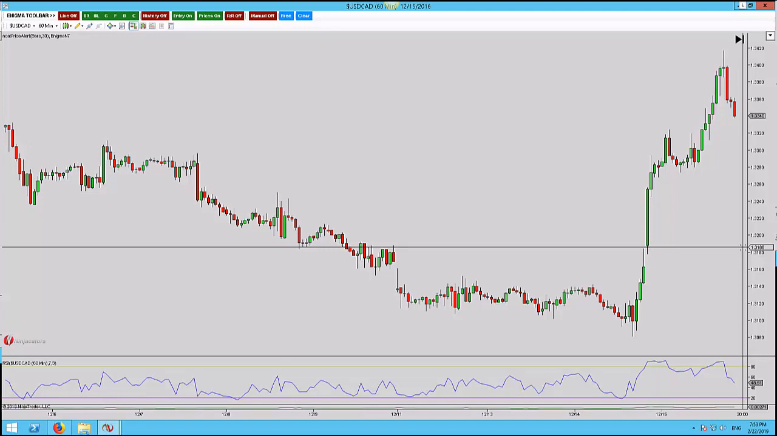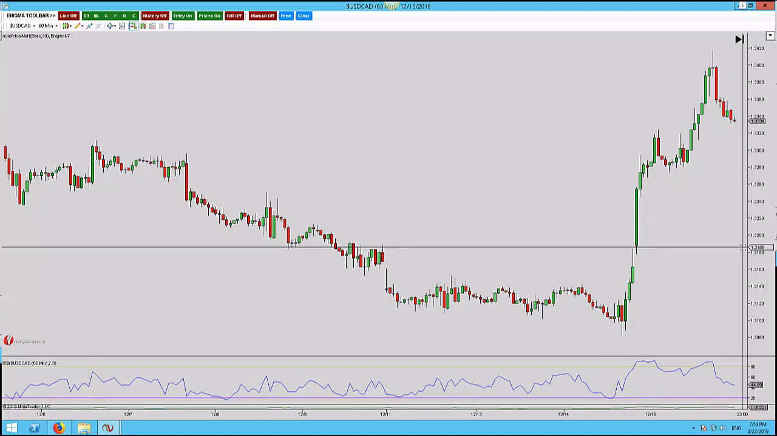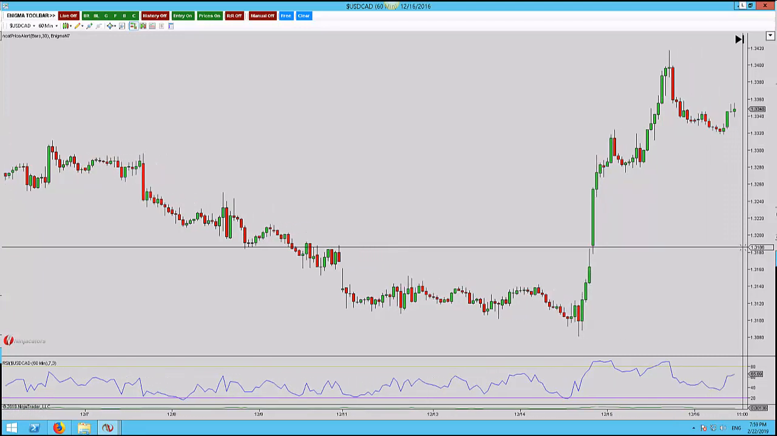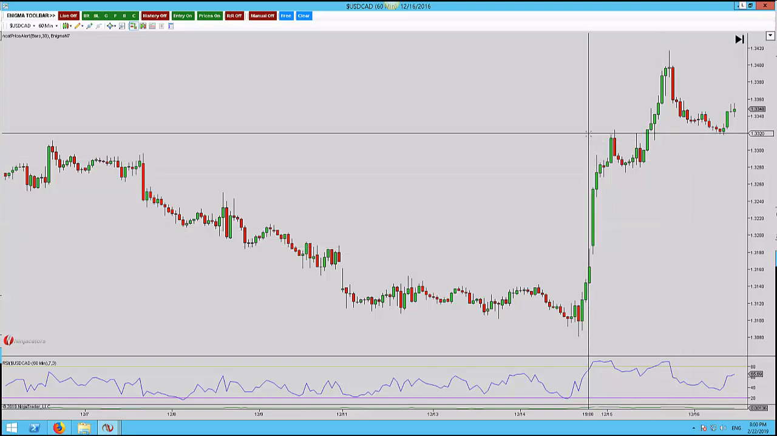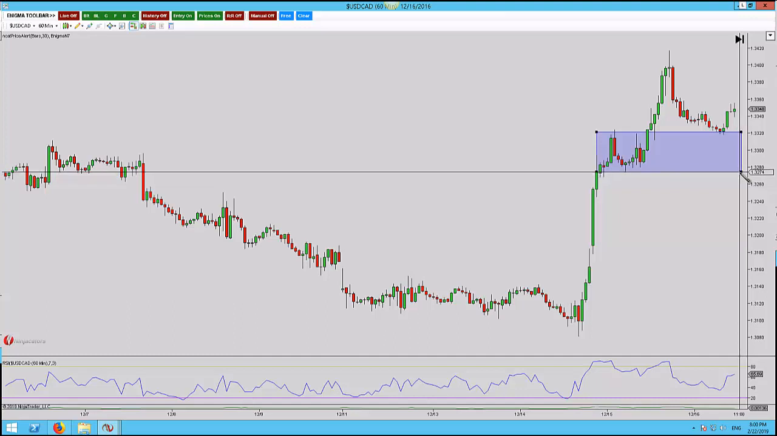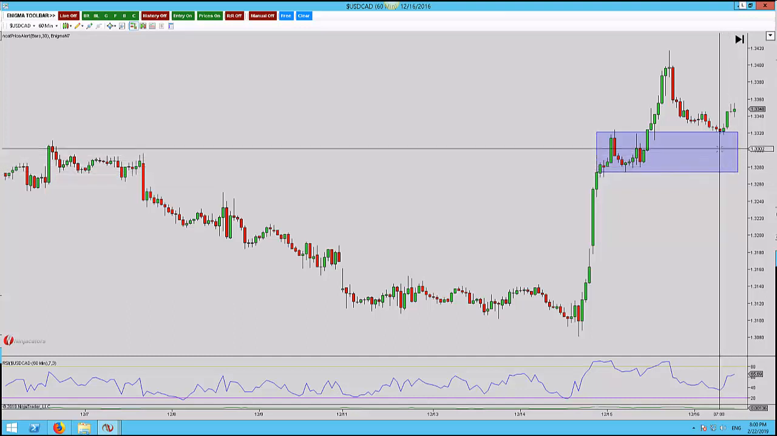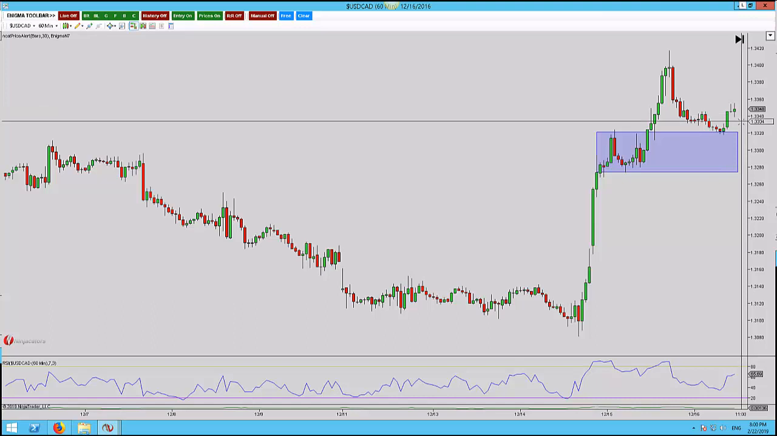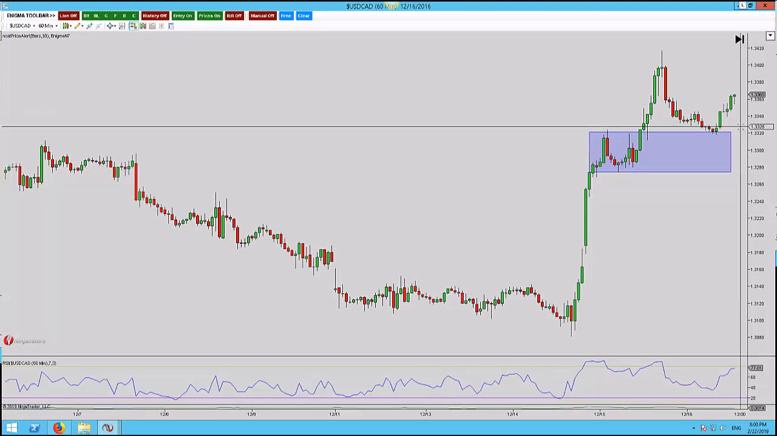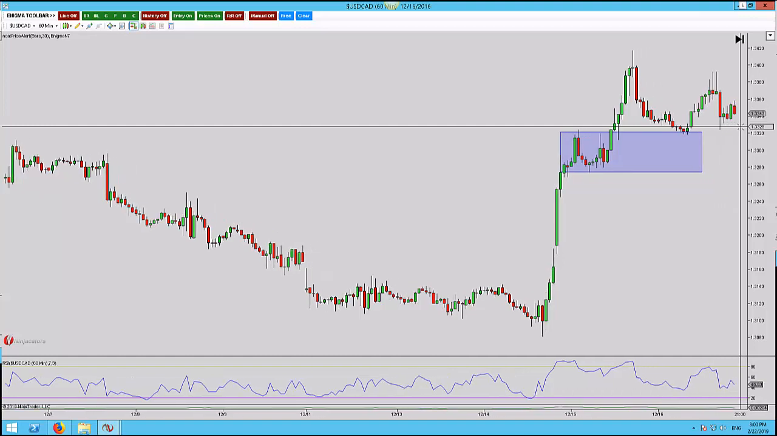Okay, we've come up to a minor level of structure. Okay, if we see a pullback here on the 60, I'll be looking for long opportunities. So anywhere in this level, you can see we have just come in and tapped that right now. It's not giving me an opportunity other than a higher high, higher close. The reward to risk is way out there, so would not be interested.